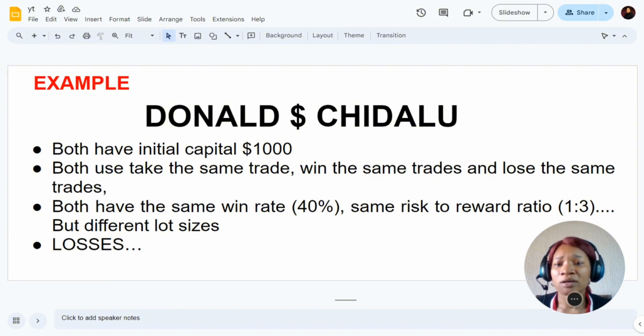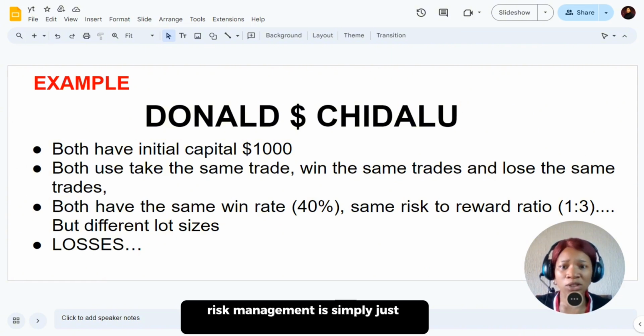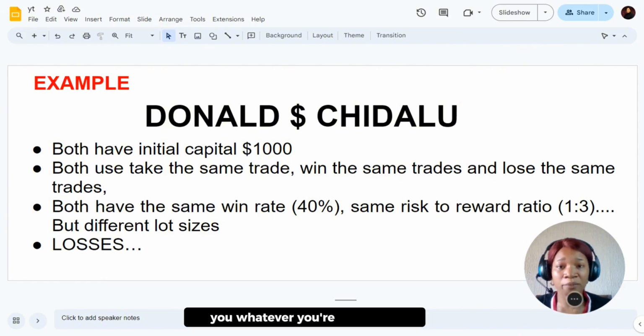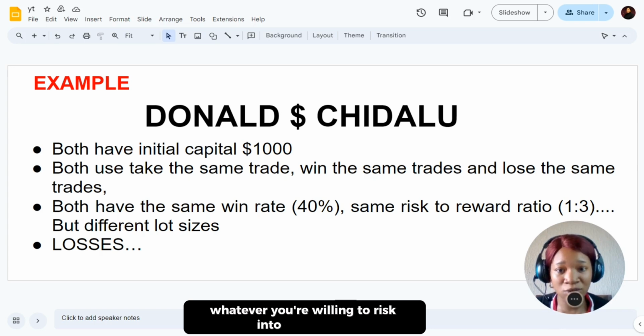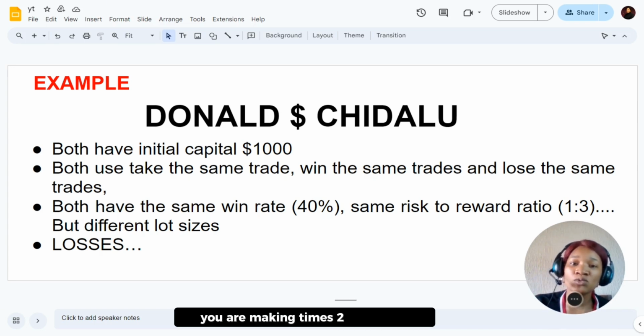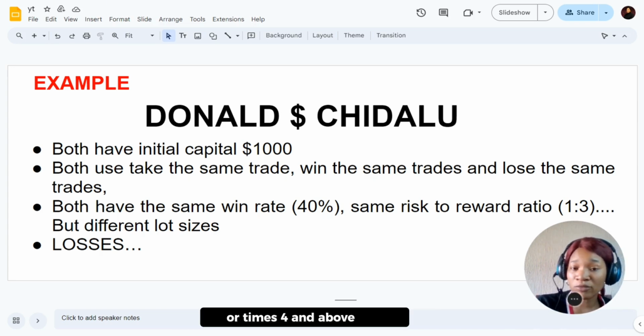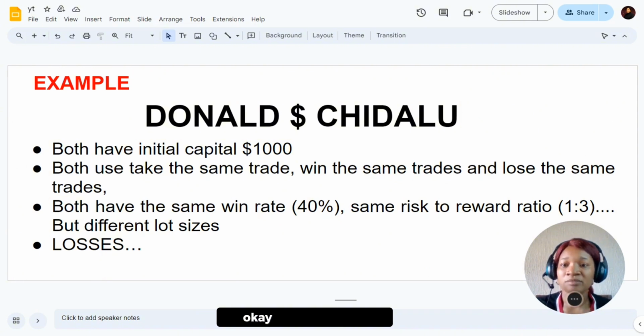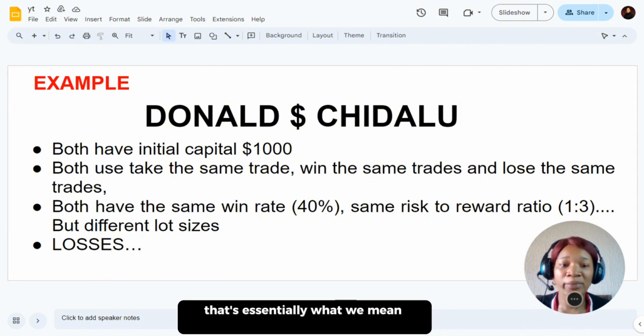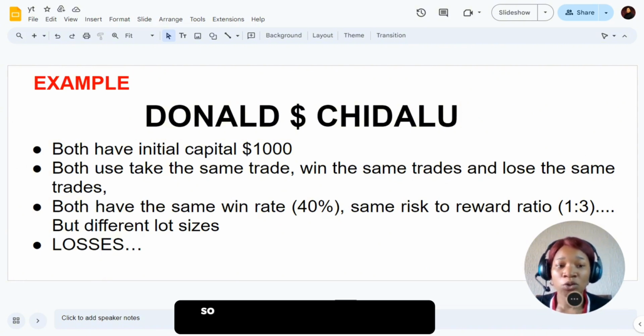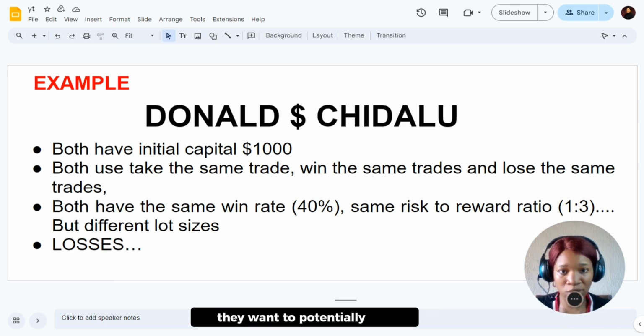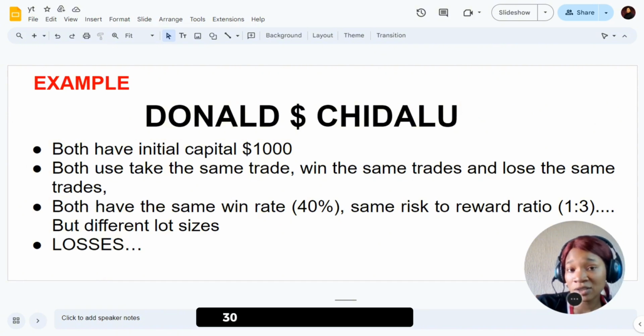But risk management is simply being aware that whatever you're willing to risk in the market, you are aiming to make two, three, or four times or more of it. That's essentially what we mean by risk to reward. So if somebody's risk to reward is 1:3, it means that if they are putting in $10 into the market, they want to potentially get $30 from the market.